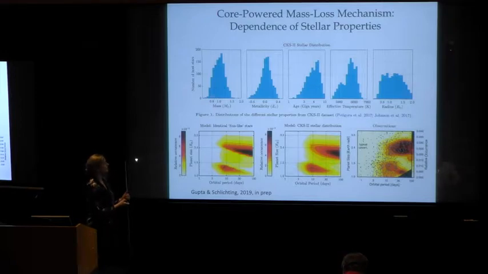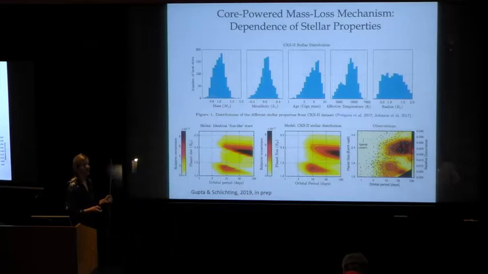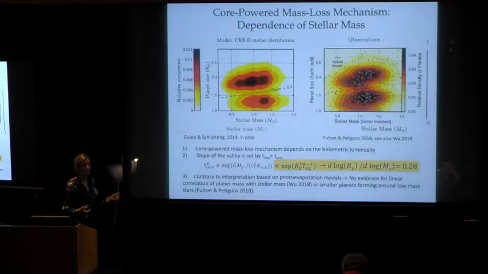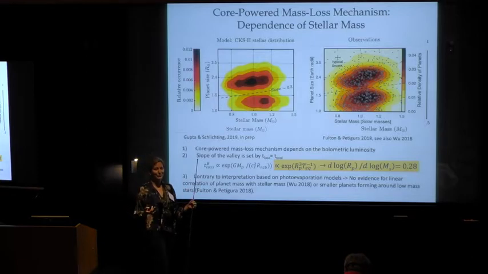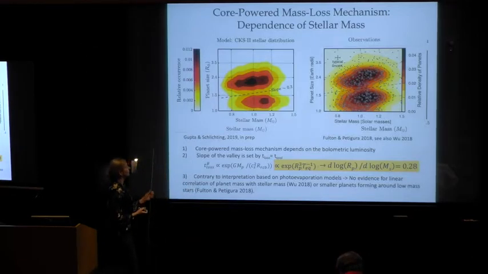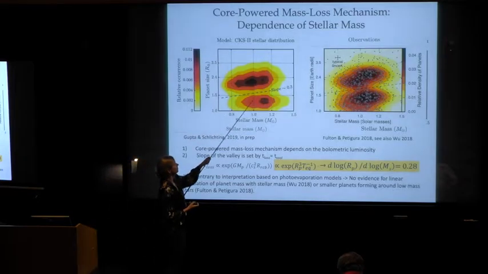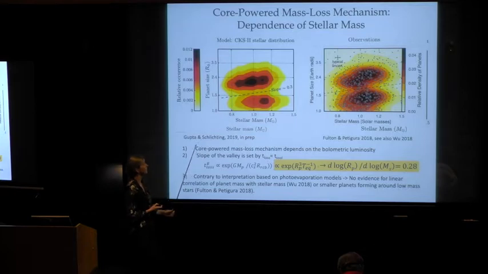But what we really were interested in is looking at, for example, what we predict as a dependence on stellar mass or luminosity. So I'm giving you one example. If you want to know more about metallicity and age and other things, I'd be happy to show them to you later. So here's the example of what we predict the dependence of this value is, dividing those two exoplanet populations on stellar mass.